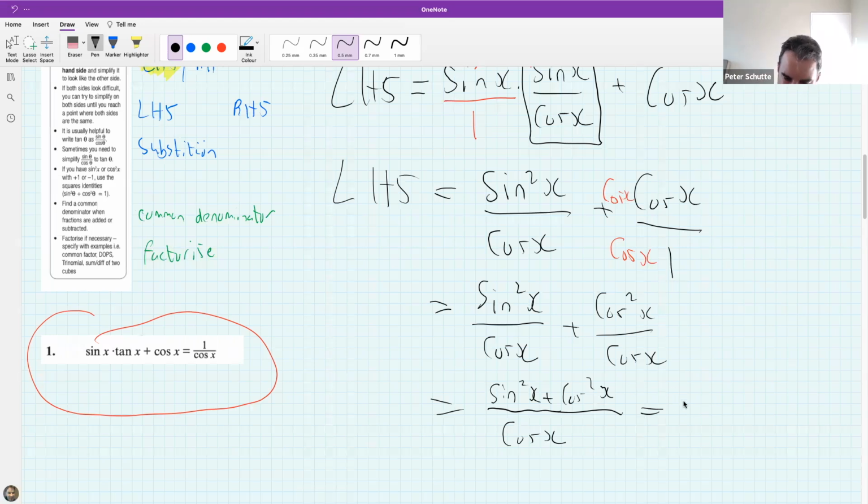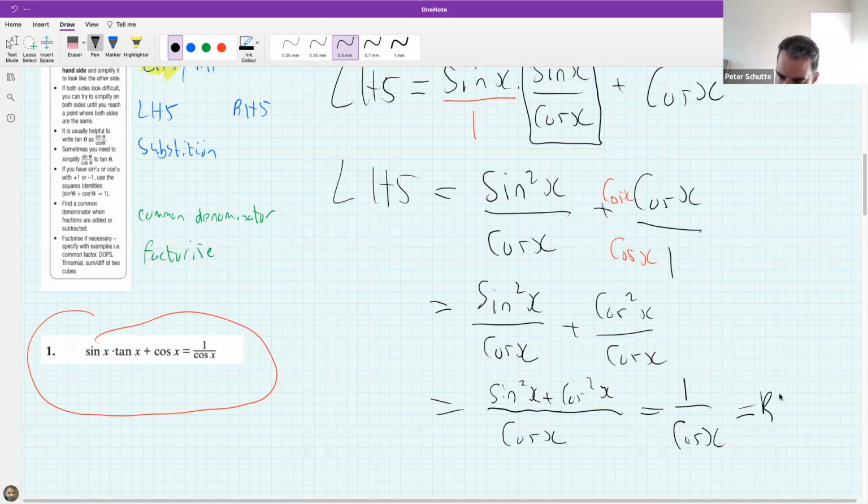The sine squared x plus cos squared x will become 1 over cos squared x, which is equal to the right-hand side. Yep, that's it. So you've got all 6 marks in the bag there.